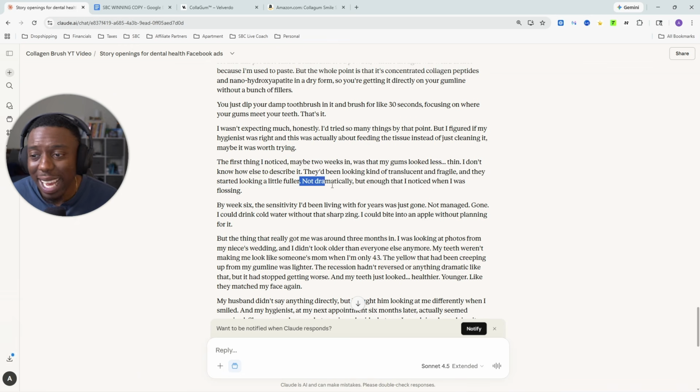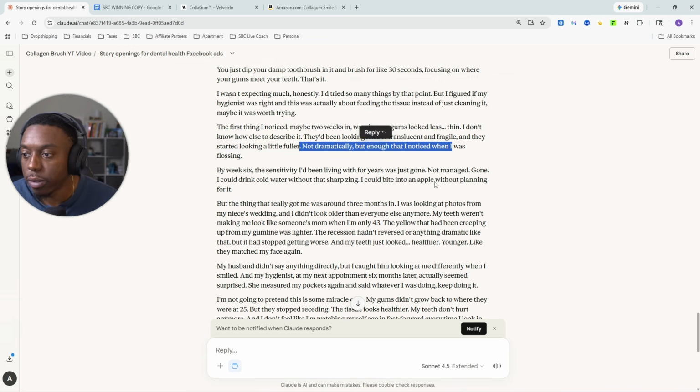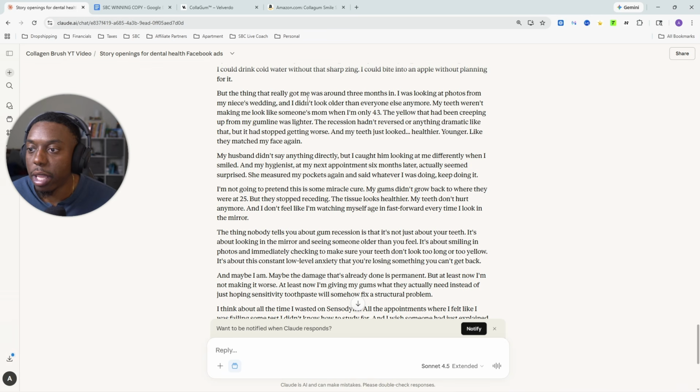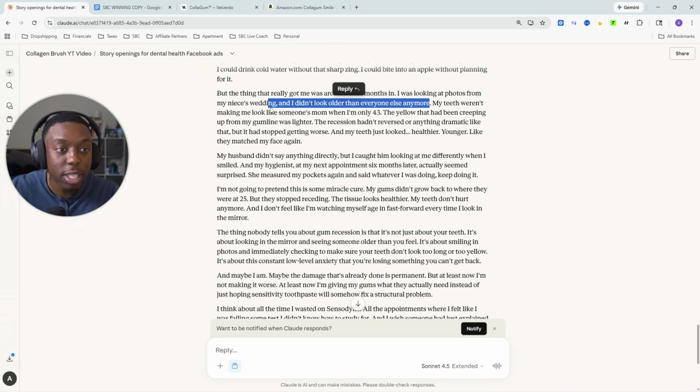So they even say, not dramatically, but enough that I noticed when I was flossing. By week 6, the sensitivity I've been living with for 4 years was just gone, not managed, gone. I could drink cold water without a sharp zing. I could bite into an apple without planning for it. But the thing that really got me was around 3 months in. I was looking at photos from my niece's wedding. This is important. And I didn't look older than everyone else anymore, which is the main problem that this specific angle is struggling with.